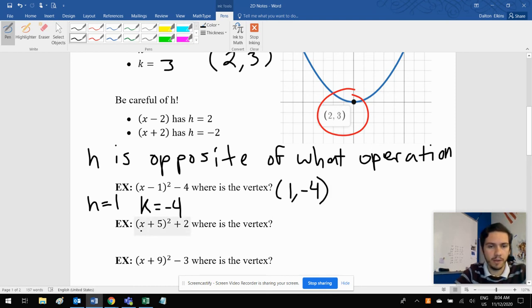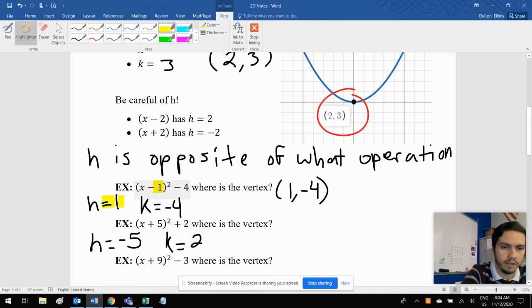About this next example, I see x plus 5. Okay, I see plus 5 positive, right? So I'm thinking the opposite then, which is minus. And then k, I see this plus 2 at the end there. We should probably highlight these. So then my vertex is negative 5 comma 2.